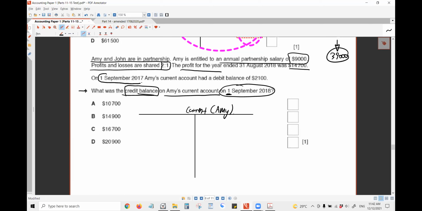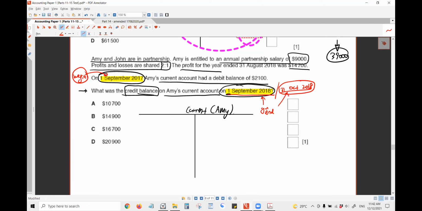On 1st September 2017, Amy's current account had a debit balance of 2,100. So look at all the dates given in this question. You can come to the conclusion that this is the beginning of the year and this is the year end. This can also be stated as 31st October 2018. It's just the next day. Sometimes they write the year end as the first day of the next year. It's the same thing, year end.